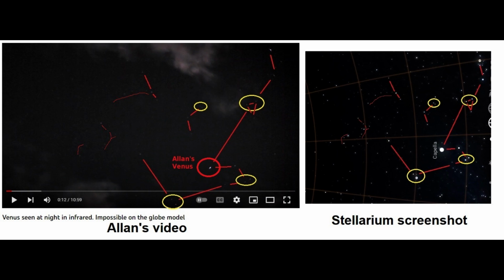Here's a still from Alan's video where he thought he saw Venus in the middle of the night, and a Stellarium image of the celestial sphere near Capella. I've marked various patterns in each, and I'll let you make up your mind whether you think they are a match. Alan has recently made his video private. Make of that what you will.